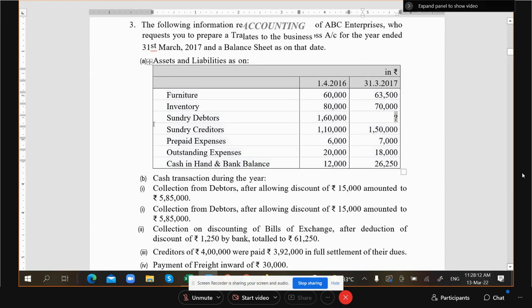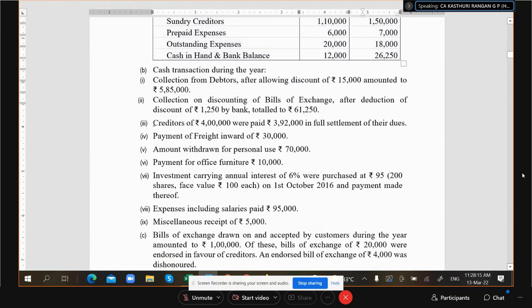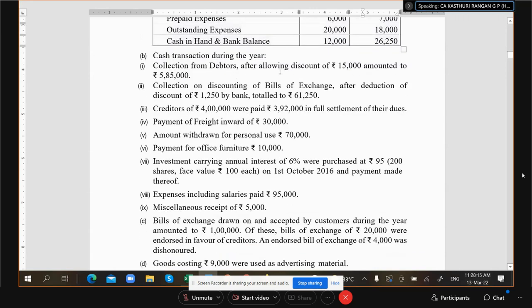Okay. Then they have given you the cash transactions. See, all these are cash transactions, collection from debtors. And you don't have to prepare cash account and bank account separately. They said cash in hand and bank, combined account. So you record all the receipts and payments in one account itself, cash and bank account. No need to segregate bank or cash separately, because the problem doesn't tell you whether it is cash or bank.